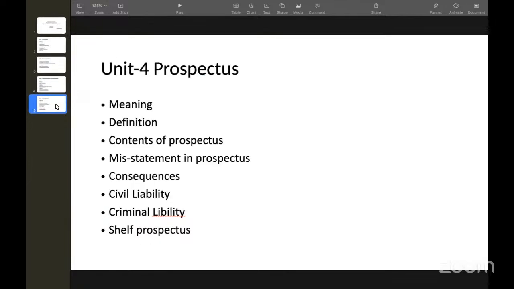So, now we are going to start the fourth unit, that is prospectus. These are the contents of the fourth unit.